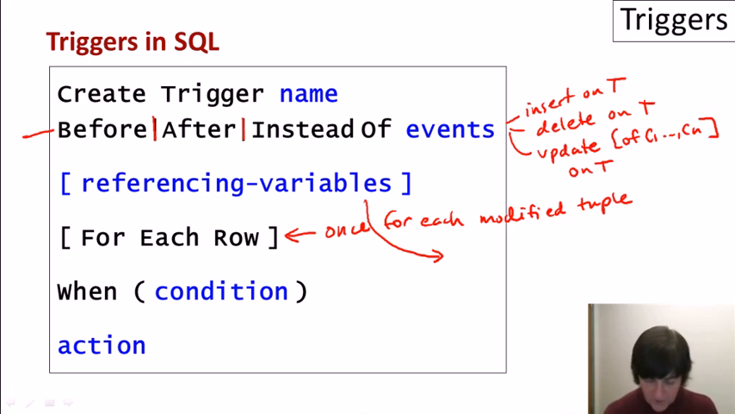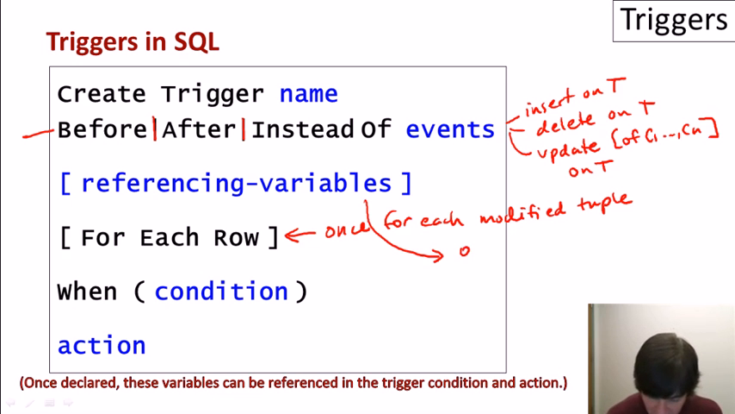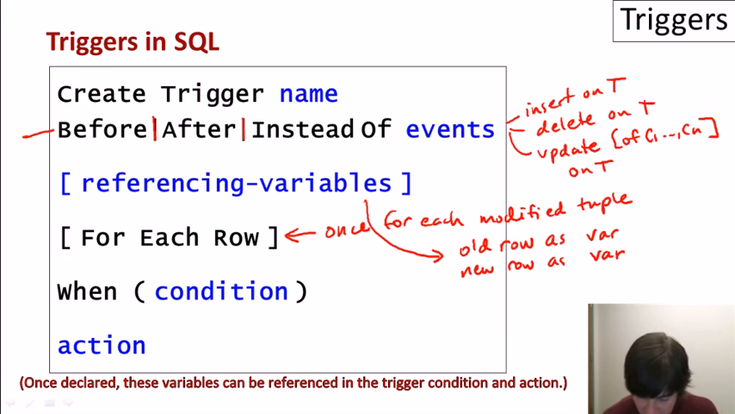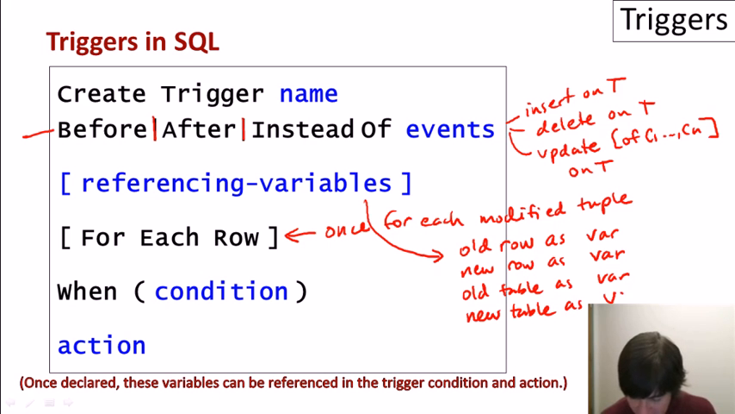Now let's talk about the referencing variables. I'm going to write them down here. The idea of referencing variables is that they give us a way to reference the data that was modified that caused the trigger to be activated. So we can have in the referencing variables, these are keywords, old row as, and then we can give a name to the old row. We can have new row as, and again a name. And we can also have old table as a name and new table. And there's a whole bunch of things to explain here.